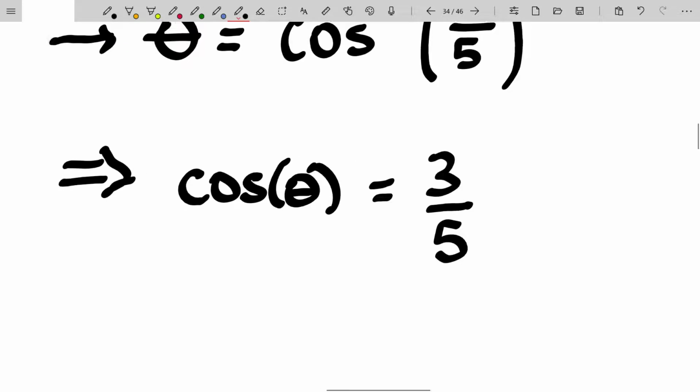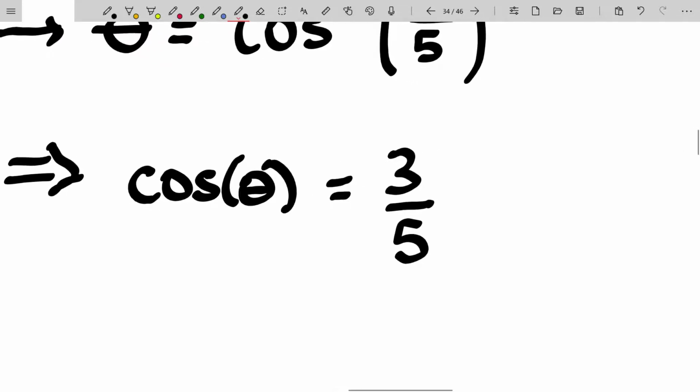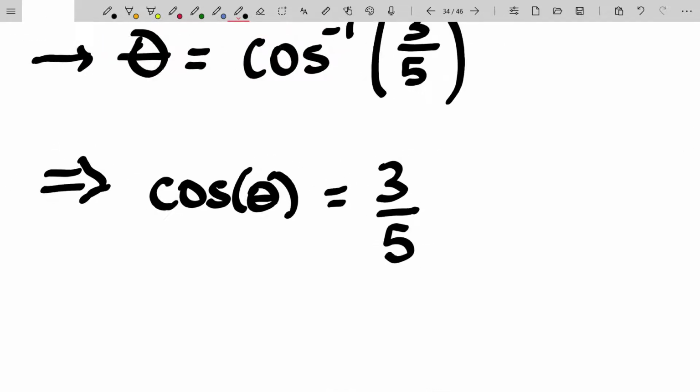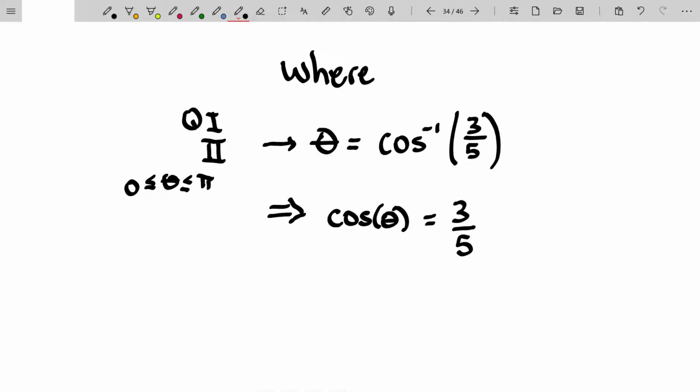However, we have a positive ratio, 3/5. So cosine is positive. So I'm going to say this implies theta is an element of, or the angle terminates in, quadrant 1. Of these two possibilities, quadrant 1 is the only quadrant where we're going to have a positive ratio. So we know our angle must be in quadrant 1.